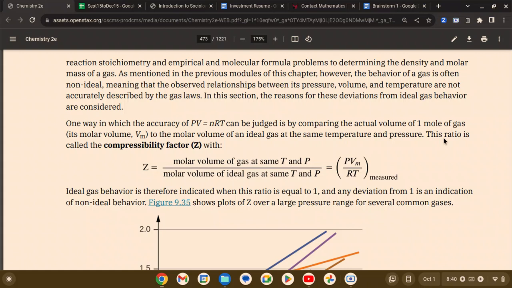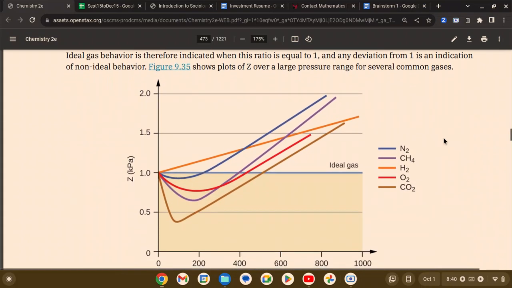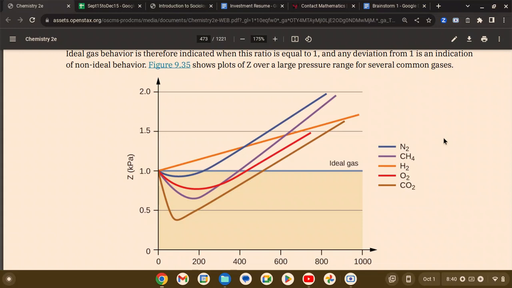One way in which the accuracy of PV equals nRT can be judged is by comparing the actual volume of one mole of gas to the molar volume of an ideal gas at the same temperature and pressure. This ratio is called the compressibility factor, Z. Ideal gas behavior is therefore indicated when this ratio is equal to 1, and any deviation from 1 is an indication of non-ideal behavior. Figure 9.35 shows plots of Z over a large pressure range for several common gases.